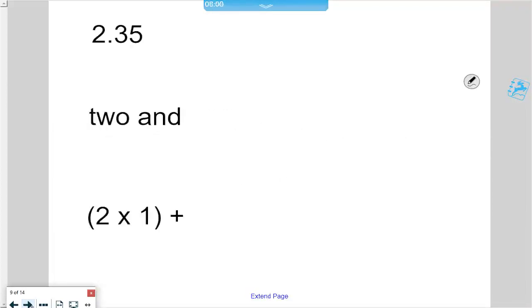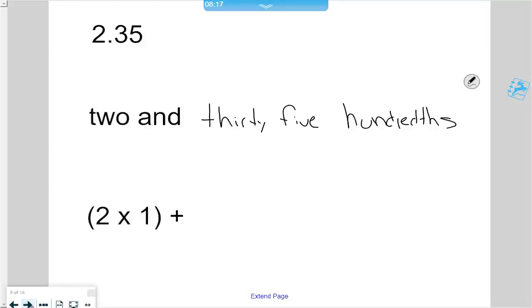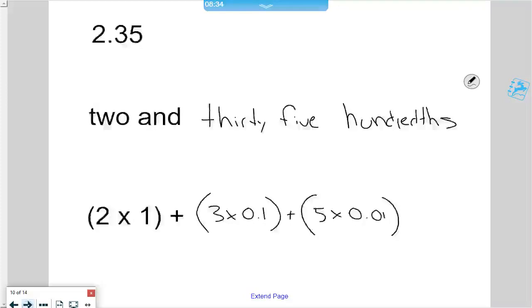2 and 35/100. So we have it written in standard form up there. So now we have 2 and 35/100. So if we're finishing down here, I'm going to look at my 3. 3 times 0.1 plus 5 times 0.01. Those are our three ways to write a number.